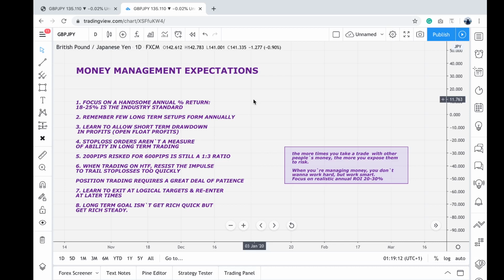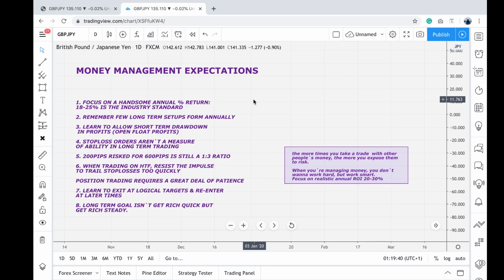So what we want to do, number one, is to focus on a handsome annual percentage return. Okay, often 18 to 25% is the industry standard. So 18 to 25% ROI on your fund account is the industry standard. That is what you want to aim for. That is something easily achievable. That is something you could easily do whilst exposing yourself to the least risk in the market as possible.